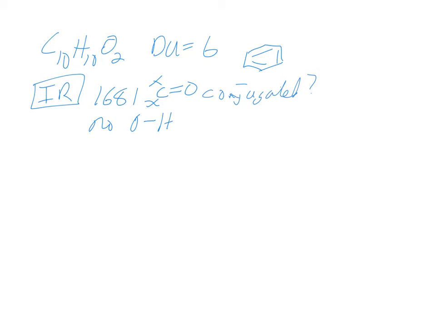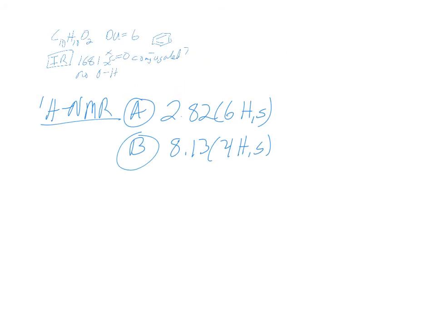Okay. Let's look at the NMR. So a couple things to look at here. It's C10H10 and you have only 2 peaks in the NMR. That should tell you what? Symmetry. Very, very symmetrical. Let's look at the first peak. 2.82, 6 H's in the singlet. So can a carbon have 6 H's bonded to it? No. So that's probably 2 CH3s.